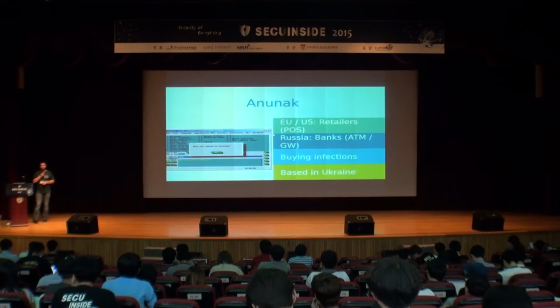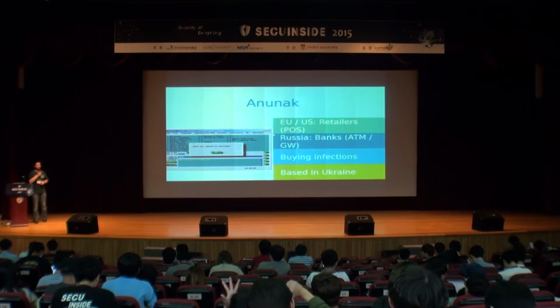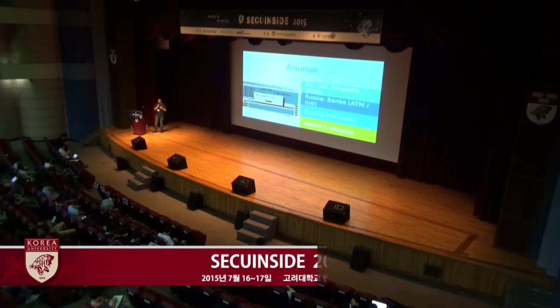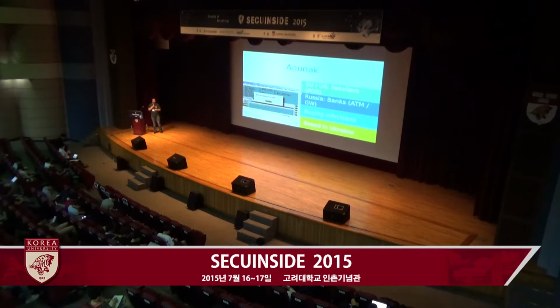Anunak was a group, you might have read about this. It was published late last year, our research. Kaspersky also did their research and posted a report that was called Carbanak. Basically this group was targeting two different markets. In Russia, they were actually targeting banks specifically. And their biggest target for that was the payment gateways.